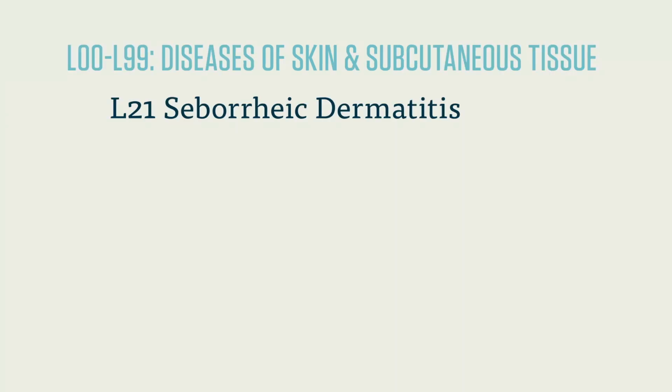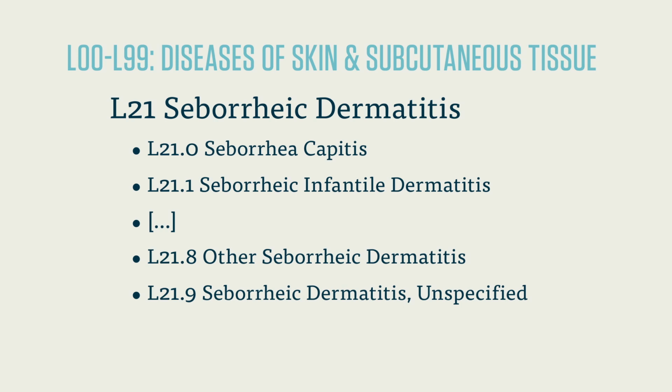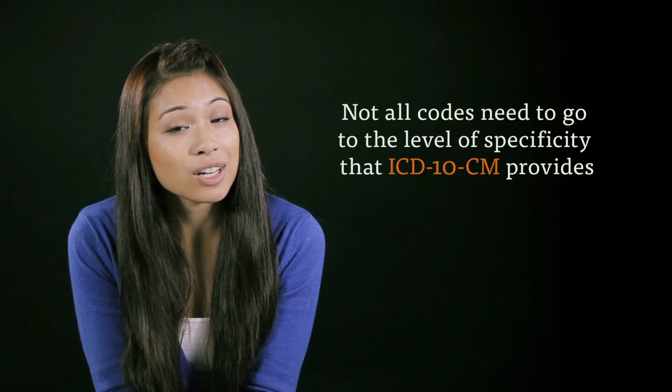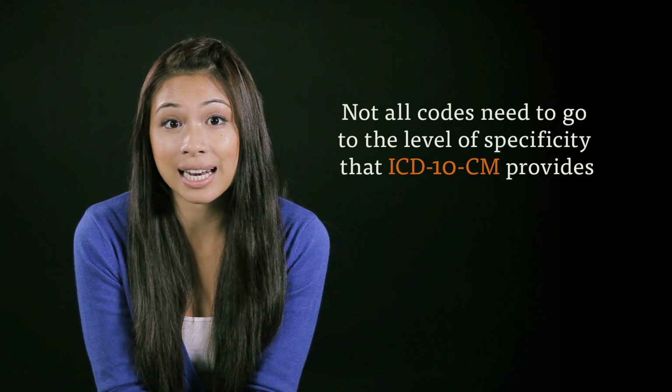Underneath that category, we'd find 4 subcategories. We'd select the one that best described the condition diagnosed by the physician, which in this case would be L21.9, seborrheic dermatitis unspecified. We use unspecified here because the other codes for seborrheic dermatitis pertain either to infants or describe an other seborrheic dermatitis. In this case, unspecified is our best option. You'll note that this ICD-10-CM code doesn't have any subclassifications or extensions. Remember, not all codes need to go to the level of specificity that ICD-10-CM provides. In this case, the 4th digit is all that's needed to describe the diagnosis.